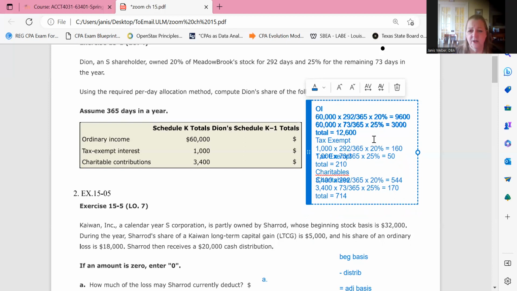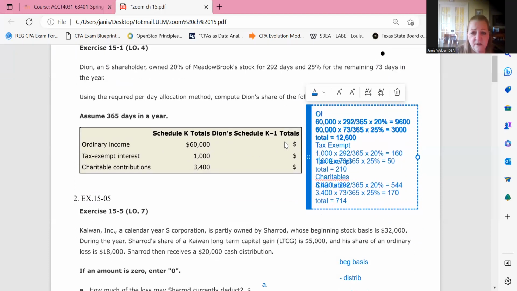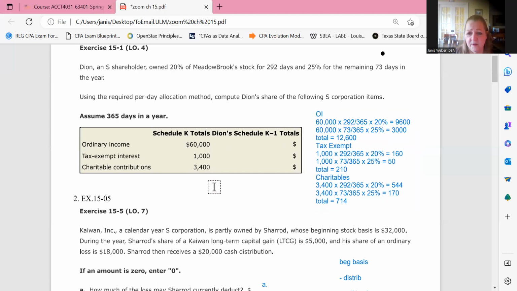But anyway, you get the point. It's just my formatting has gotten a little garbled because I have something else on top of it, but you still get the point. The answers are 12,600, 210, and 714. So the K1 for this shareholder, Dion, for ordinary income would be 12,600. Then for tax exempt would be the 210, and then for charitables would be the 714. All right, so that's 15.1.